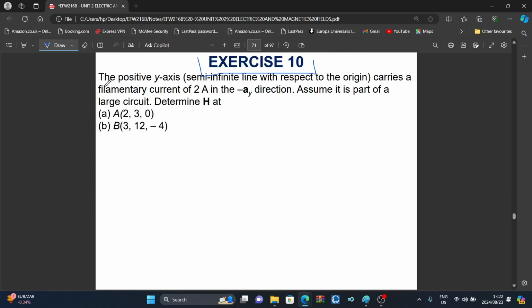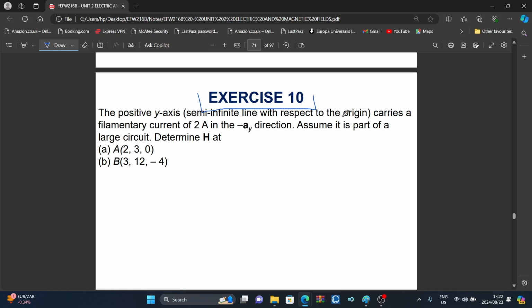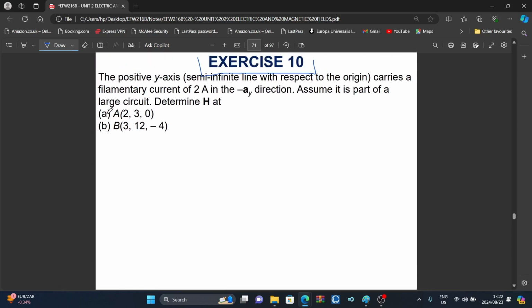So as you can see, if we read through it, we have a conductor on the positive y-axis, a semi-infinite line with respect to the origin, carrying a filamentary current of 2 amps in the direction of minus aY. Then assuming it's part of the large circuit. So here they give us two coordinates A and B where we have to calculate our magnetic field strength. So let's start with A.